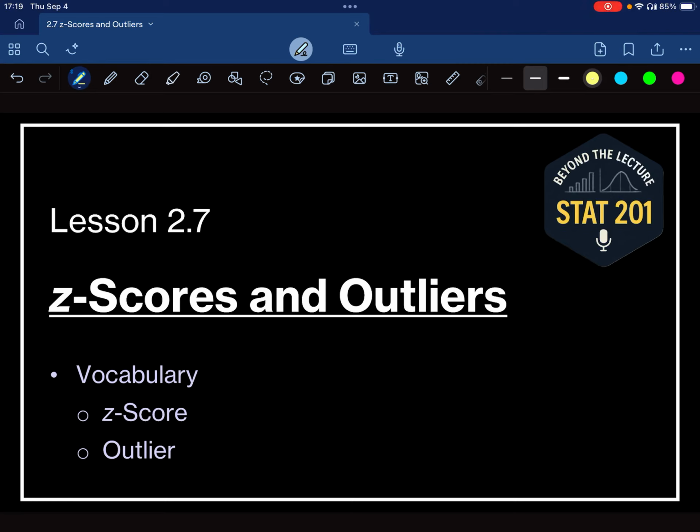This is going to be lesson 2.7, which is about z-scores and outliers. That's going to be our big goal for this video, which is to be able to calculate and interpret a z-score, as well as to use that z-score to decide is a data point an outlier or not.